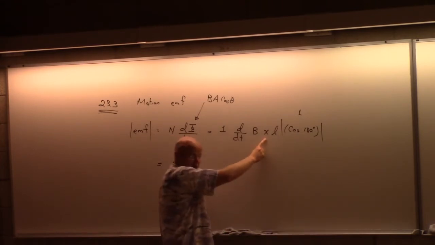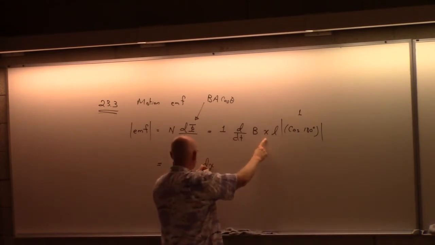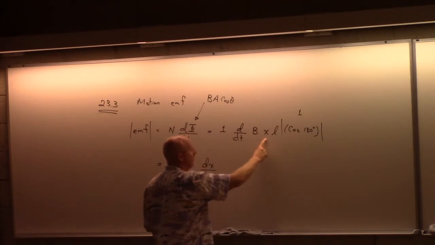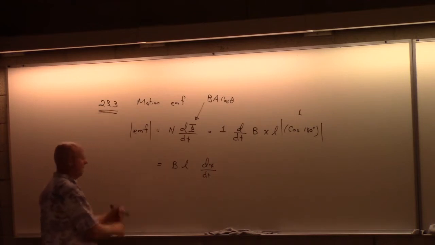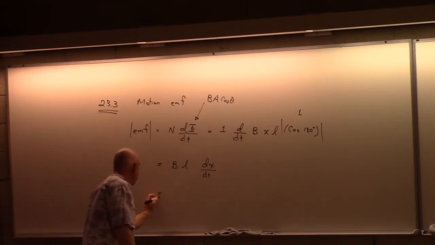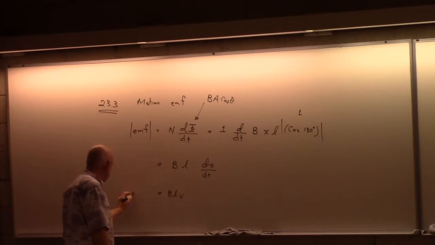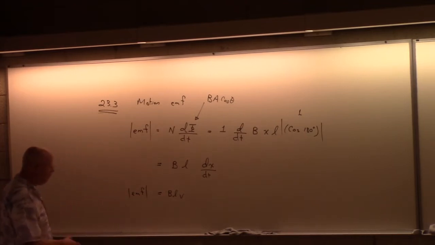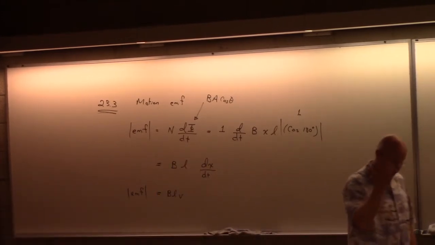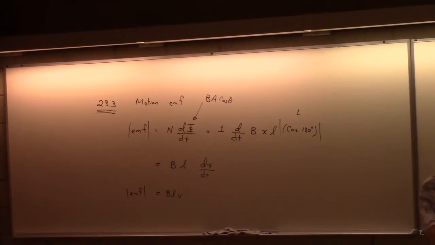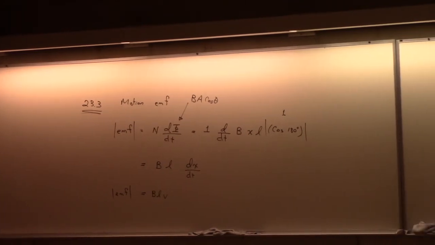Clearly the x is changing. That's the moving metal bar. But the length of the metal bar doesn't change, so I'll pull that in front of the derivative. And then you get a very simple answer that says for a motion EMF, the amount of voltage you get depends on these three factors. What is the strength of the field? What is the length of the bar? And how fast are you moving the metal bar? And hence, that's why we call it a motion EMF.